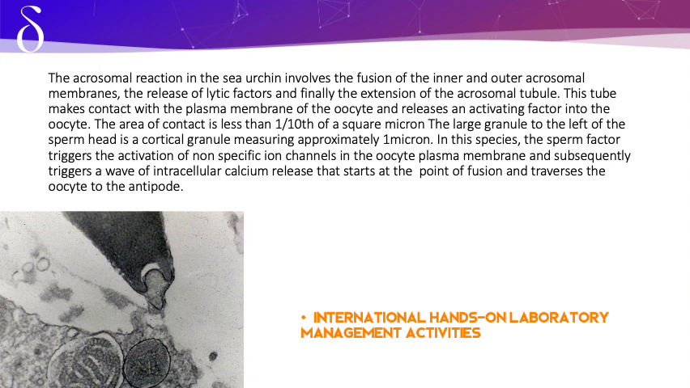The very first thing it does in this animal is activate a whole series of non-specific ion channels within the plasma membrane of the oocyte. And this is followed shortly by a release of intracellular calcium from intracellular stores that starts at the point of sperm attachment and spreads across the oocyte to the antipode.